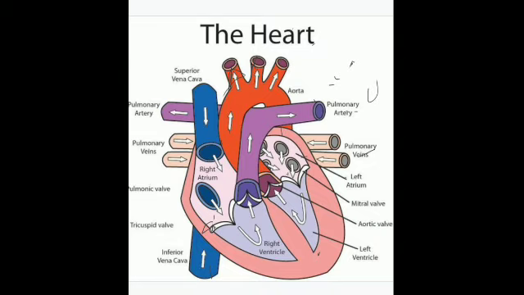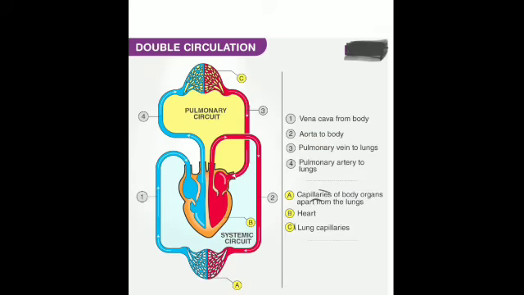Why is it called double circulation? Now we have seen that blood circulates twice through the heart to complete one round of circulation through the body. I have told you it is circulating twice through the heart, and this blood circulation in humans is therefore called double circulation. It involves the pulmonary circuit, that is the pulmonary circulation, and the systemic circulation or systemic circuit. Is that clear?